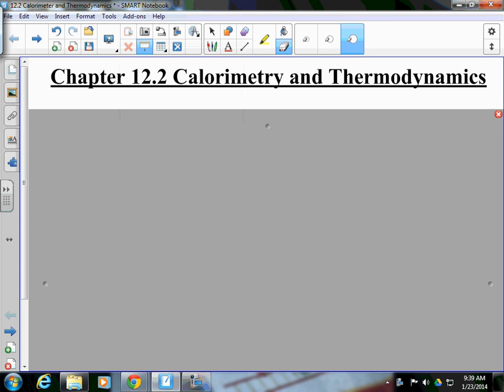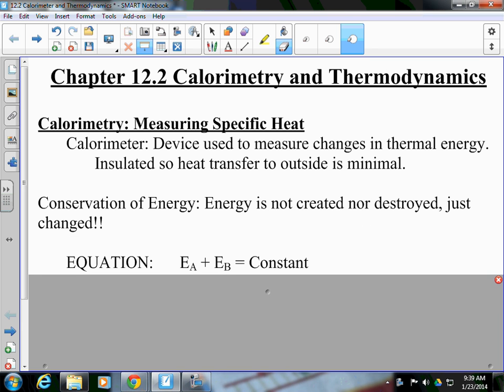Section 12.2, Calorimetry and Thermodynamics. So if you remember, in Section 12.1, we were focused on heat, and we really did one main equation, Q is equal to M times C times change in T. Now we're going to take that and we're going to start exploring heat in systems. And how do we study heat in systems?